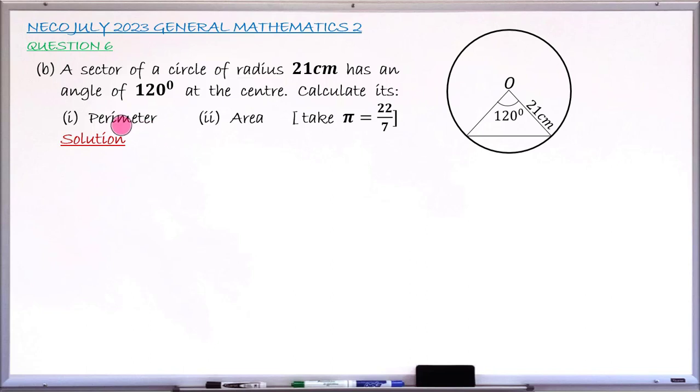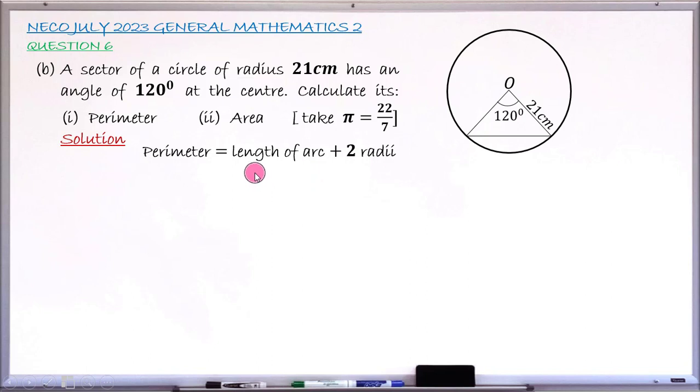So starting with the perimeter of a sector. Perimeter is given by the formula simply length of arc, this is the arc, plus the length of the two radii. That is the length of this side and the length of this side, because the whole of this is now your sector of this circle. So to find its perimeter, you simply add the length of this arc and the length of the two radii.